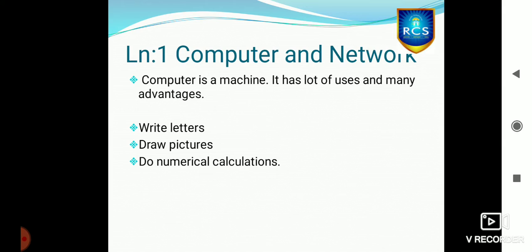Today we are going to learn about lesson 1, computer and network. Children, what is a computer? A computer is a machine. It has lots of uses and many advantages. Uses of computer: write letters, draw pictures, do numerical calculations, listen to music, read stories, watch movies, play games, and many other works, etc.